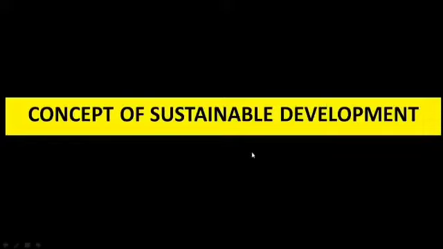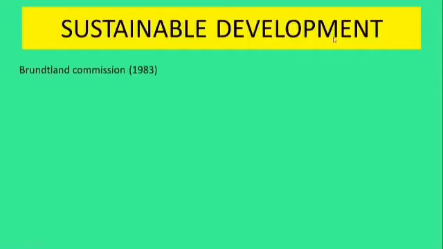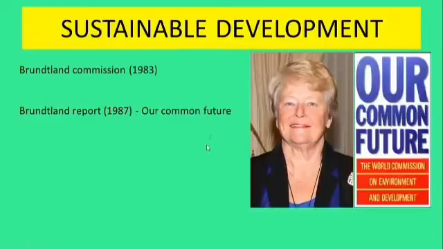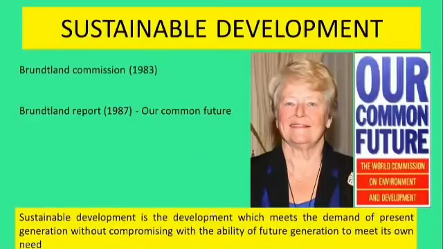Concept of sustainable development. So this concept of sustainable development was formulated in Brundtland Commission, which was formed in 1983. The name of Brundtland Commission was on the basis of Norwegian Prime Minister Brundtland. So this commission came up with its report in 1987 and the name of the report is Our Common Future. In this report, sustainable development concept was laid for the first time. So, sustainable development is the development which meets the demand of present generation without compromising with the ability of future generation to meet its own need.